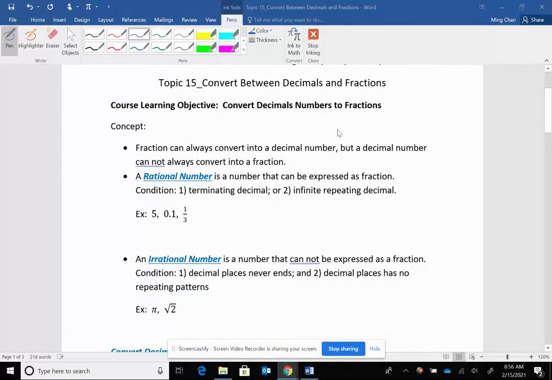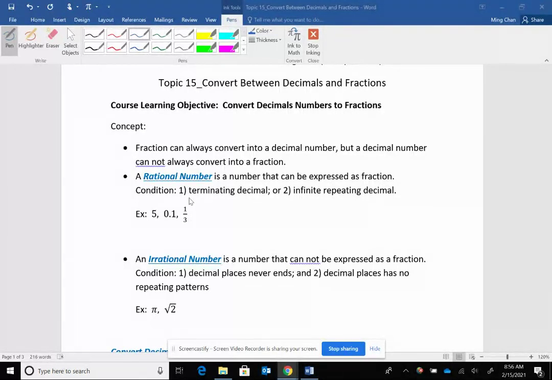Now before I start, let's take a look at a couple concepts. It turns out a fraction can always convert into a decimal number, but not every decimal number can convert back into a fraction. The reason is because of two words: what is a so-called rational number? A rational number is a number that can be expressed as a fraction.